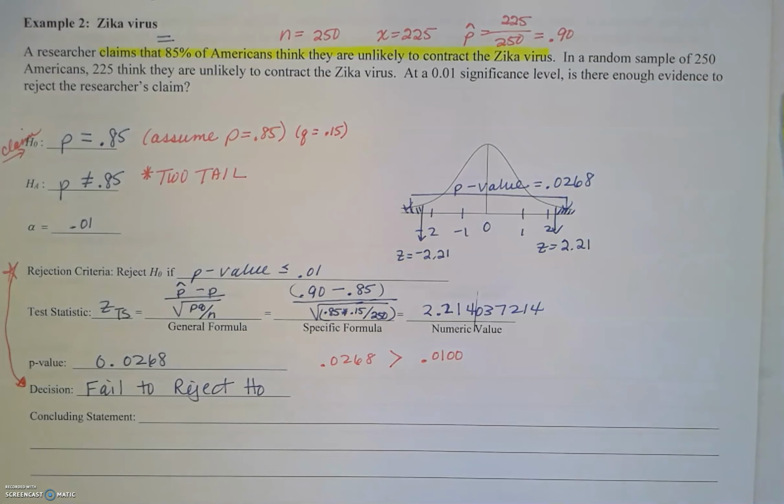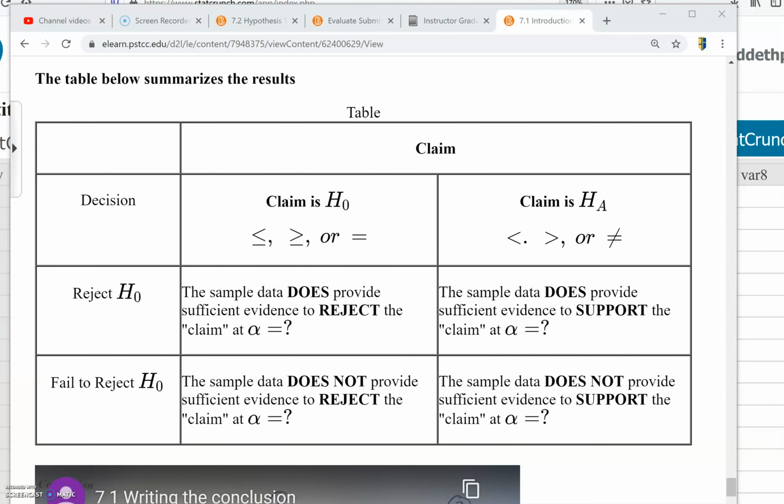Now let's look at our conclusion. This is our other type of conclusion table. Remember, our claim was H sub 0 because it contained equality. It was actually equal to, and our decision was fail to reject. So we go down in our table, we look at our first column and our second row, and it says the sample data does not provide sufficient evidence to reject the claim. So we're going to write that down.